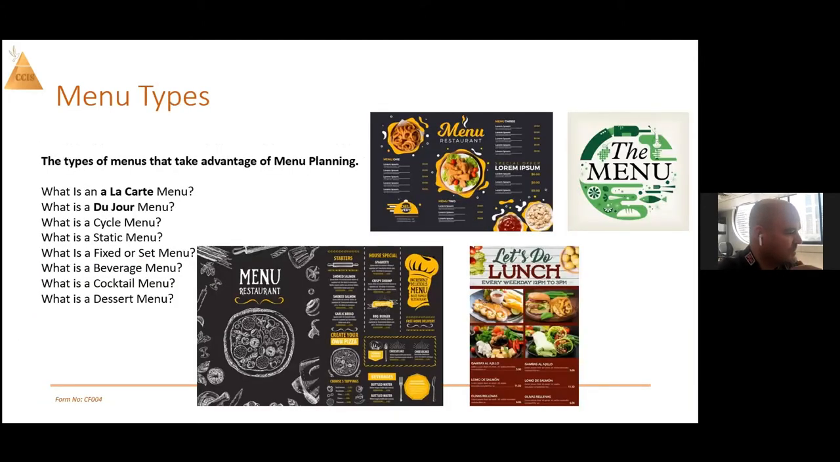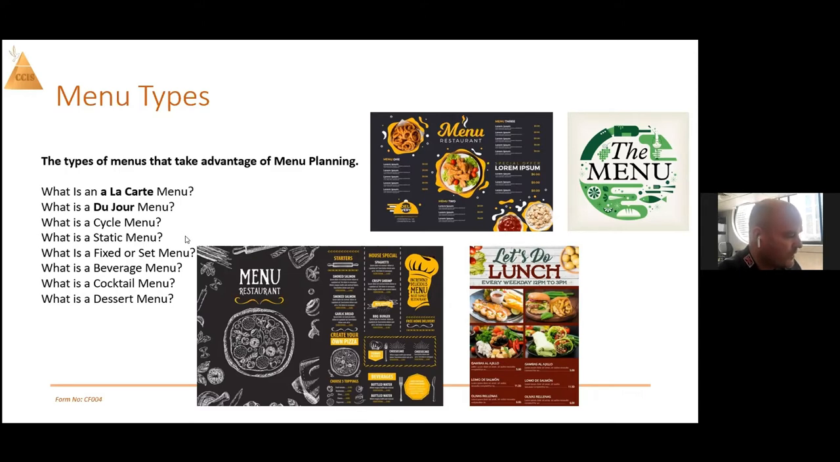So there are obviously a few different types of menus we can look at for this purpose. You have a la carte menus, you have du jour menus. A la carte menu basically is a menu where the prices of each dish on the menu are mentioned. The du jour menu is a menu that's obviously daily. Du jour is day in French. So that means the du jour menu changes every day.